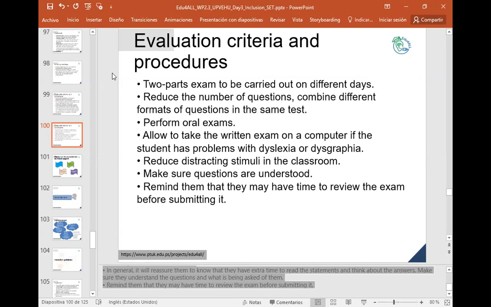In general, it will reassure them to know that they have extra time to read the statements and think about the answers. Make sure they understand the questions and what is being asked of them. Remind them that they may have time to review the exam before submitting it.